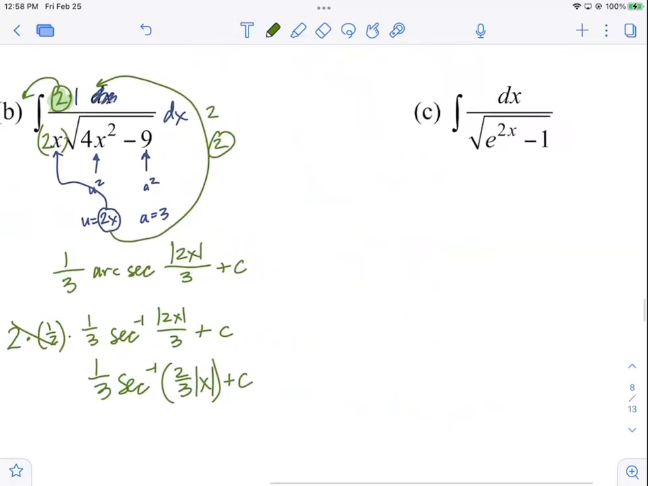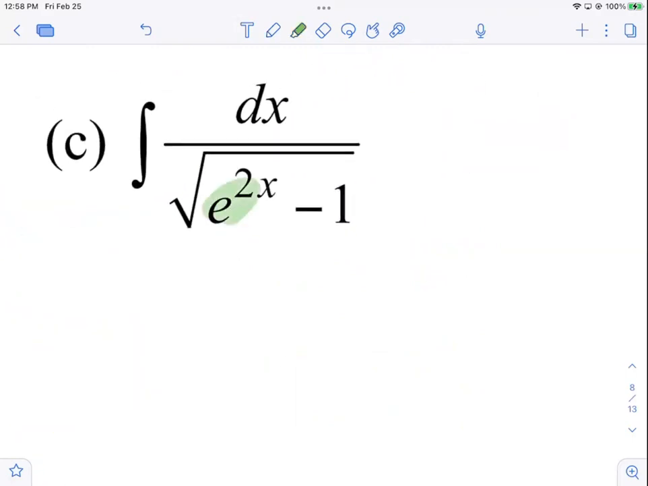Now look at the next one here. I don't know if you'll see one like this in the AP exam, but this one is not going to be a simple power rule because the derivative of e to the 2x is e to the 2x times 2, and there's no e to the 2x in the top. So maybe it's an inverse trig. Can't be arctangent because there's a radical. Is this arc sine maybe or arc secant? Yeah, it has to be.